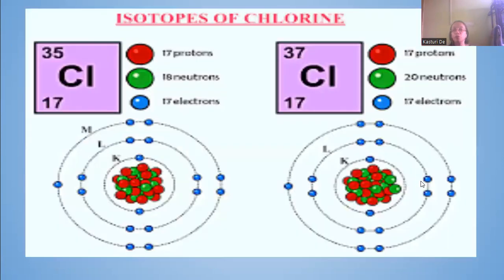Next, isotopes of chlorine. See, this also, 35 and 37. So that means 17 protons, 18 neutrons, 17 electrons. In case of 37, 17 protons, 17 electrons, and 20 neutrons. So mass number varies. Mass number here is 35, and here mass number is 37, due to the presence of 2 neutrons in excess.